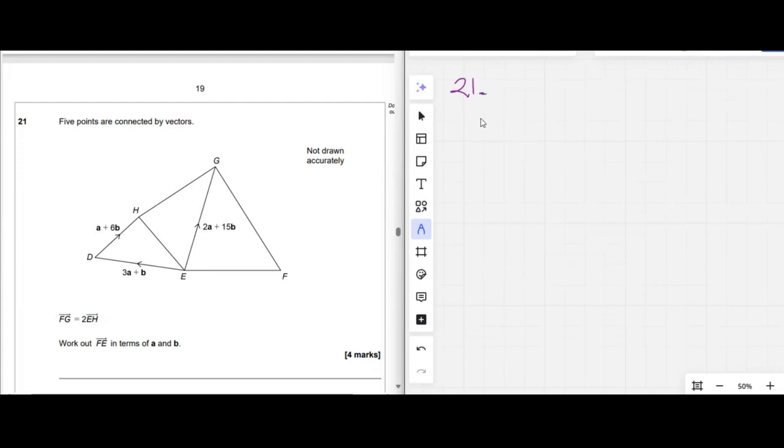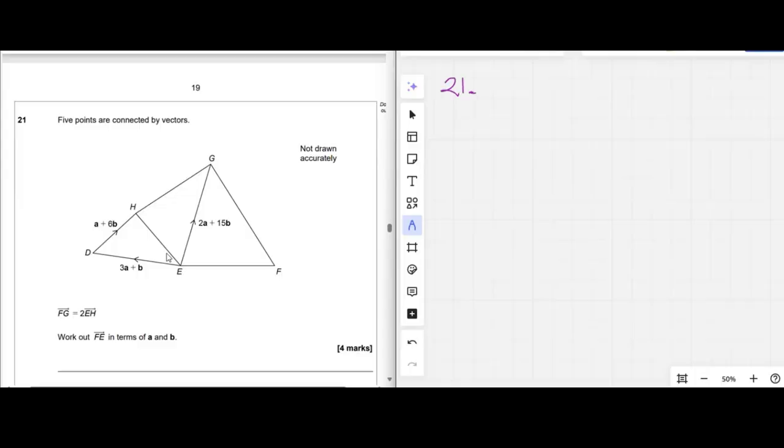In 21st, we have vectors. 5 points are connected. So we have this direction, and this direction. Vector FG is equal to vector EH. FG, so from F to G, equals EH. Okay, so this length is twice that length. Work out FE in terms of a and b.